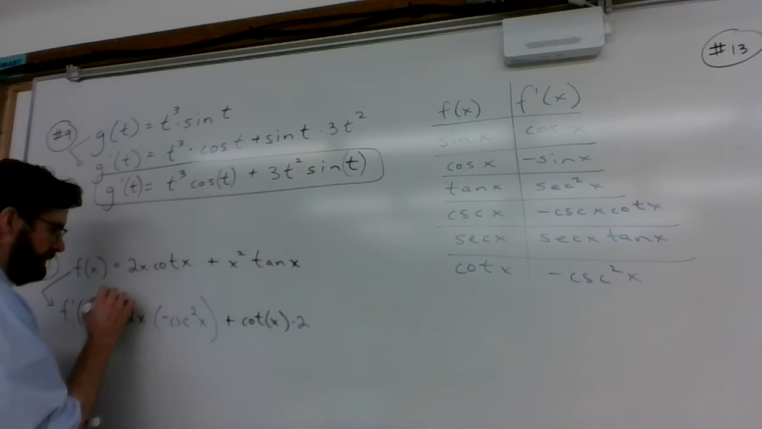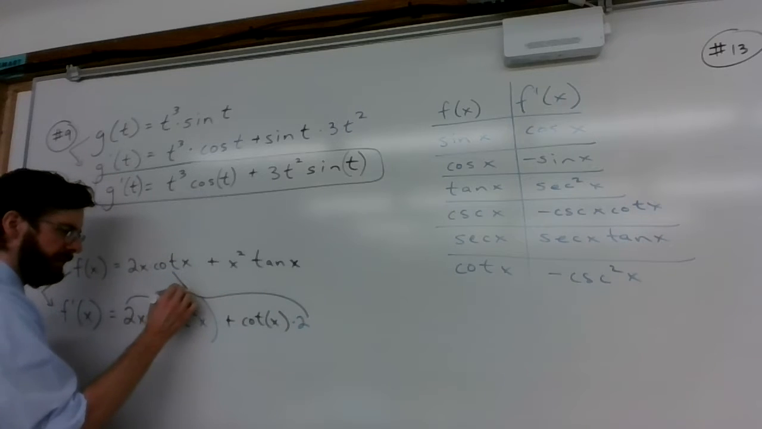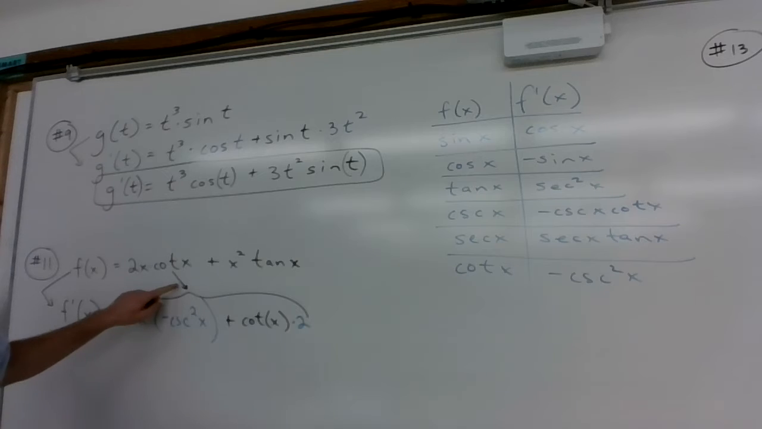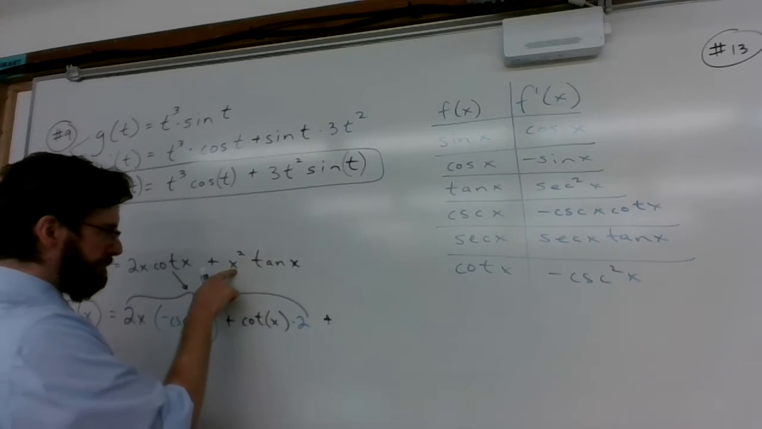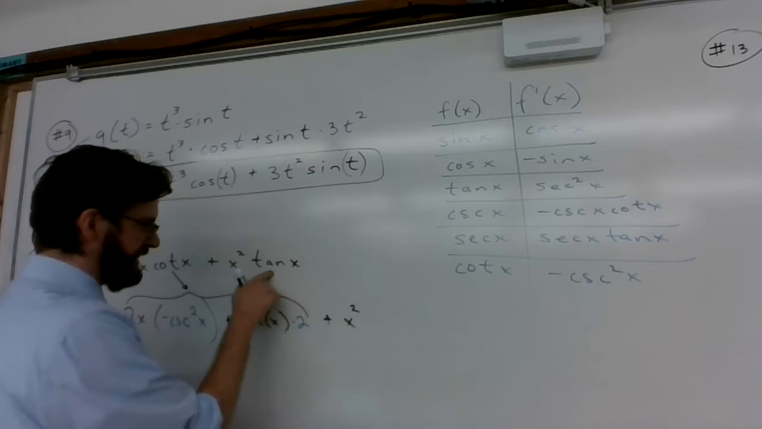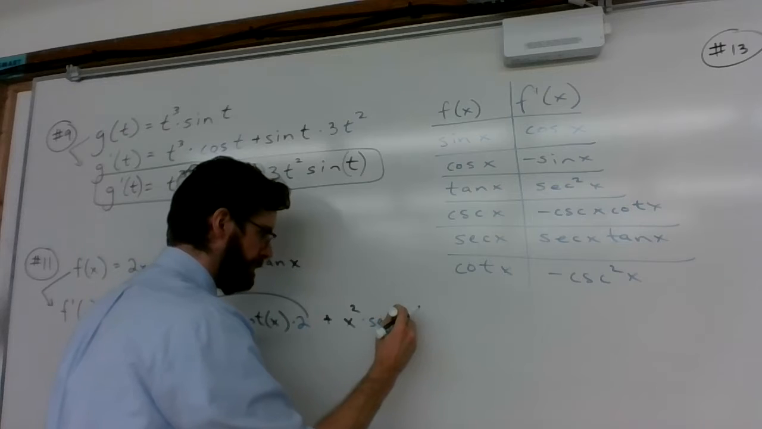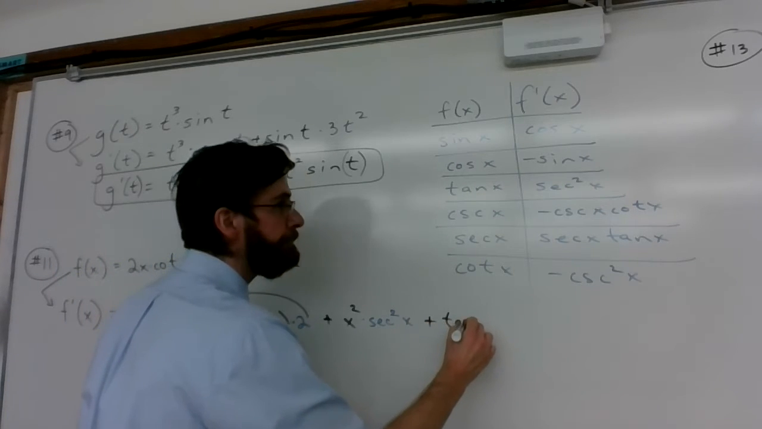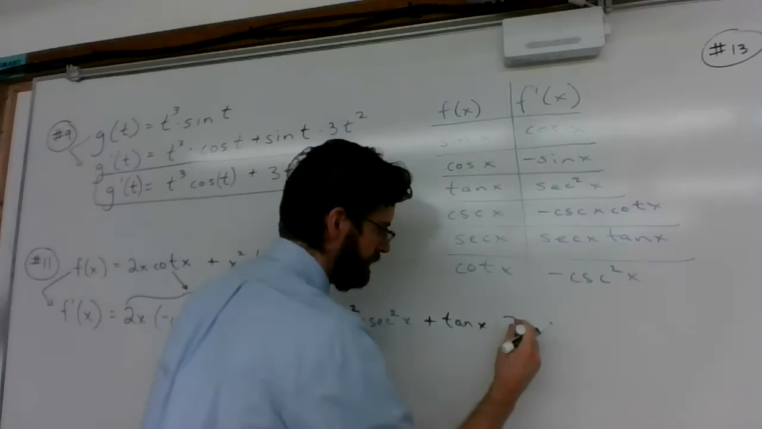Move on to the next one. Might not be a bad idea to just do this to keep track of your terms. Next, we have first times the derivative of the second. Tangent's derivative is secant squared plus the second times the derivative of the first.